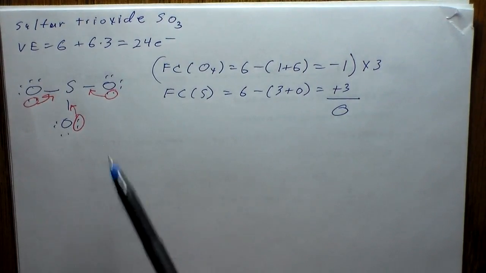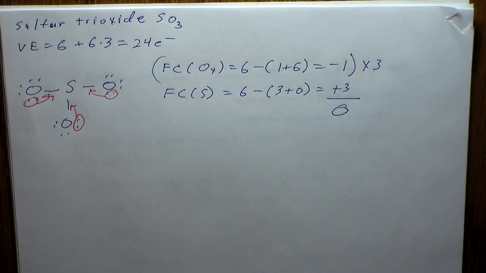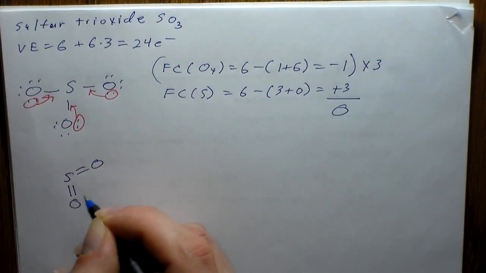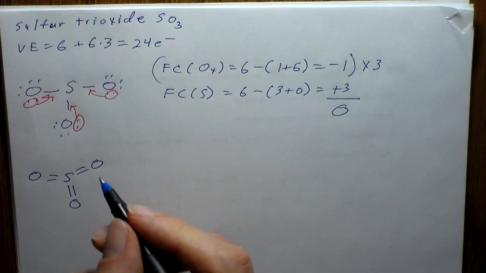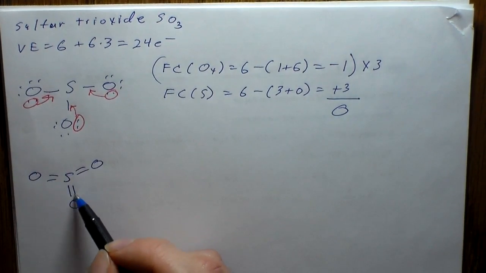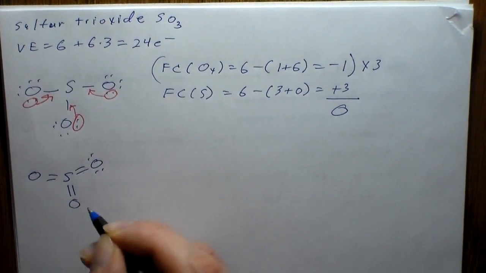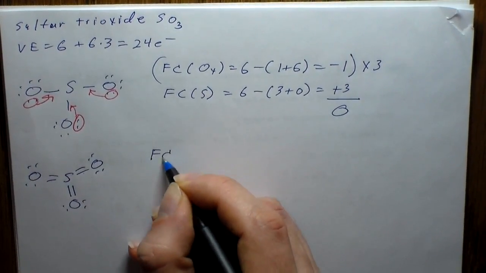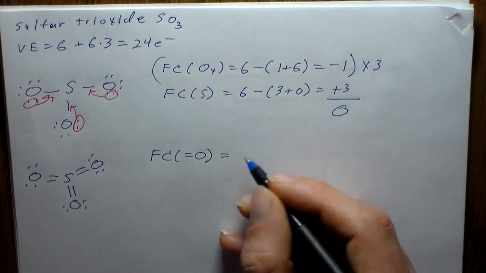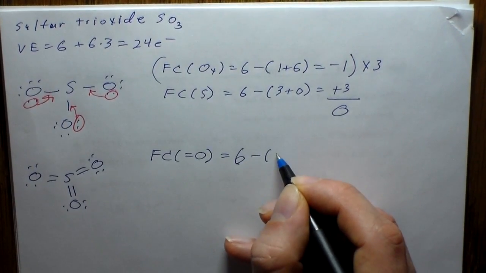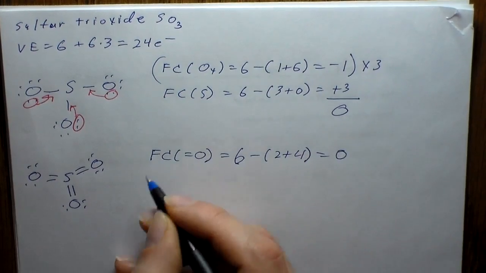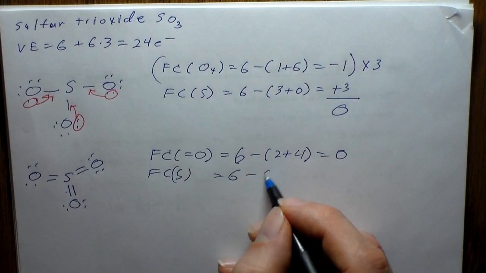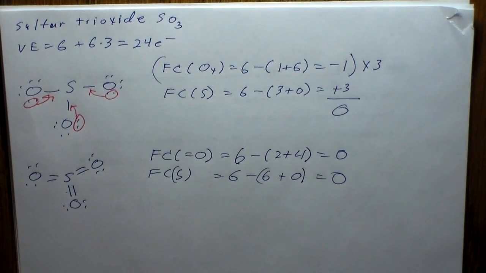So now we're going to have double bonds with all of my oxygens. So we're going to have here sulfur, double bonded to this oxygen, double bonded to that oxygen, double bonded to this oxygen. And now we have here 1, 2, 3, 4, 5, 6, 7, 8, 9, 10, 11, 12, 13, 14, 15, 16, 17, 18, 19, 20, 21, 22, 23, 24. And the formal charge on my doubly bonded oxygens now, this, of course, is going to be 6 minus 2 lines and 4 dots, which is 0. And on my sulfur, 6 minus, and now there's 1, 2, 3, 4, 5, 6 lines and no dots. So that's going to be 0 in that case.